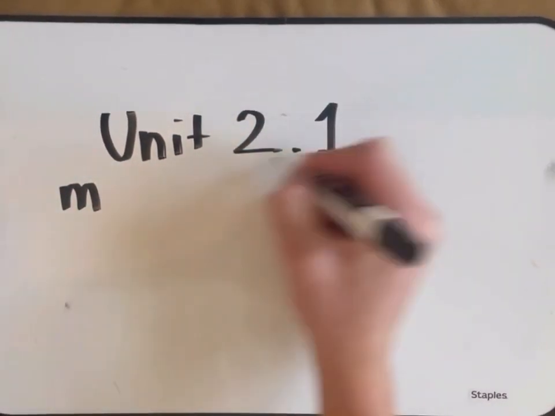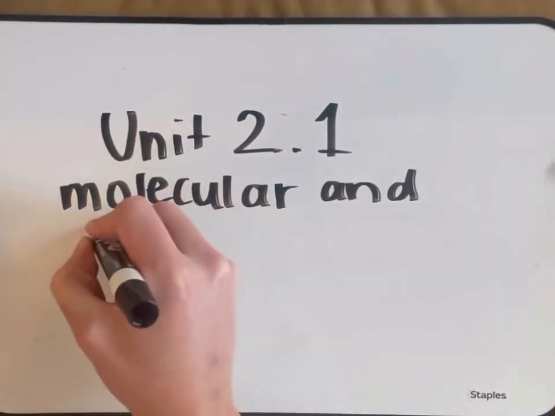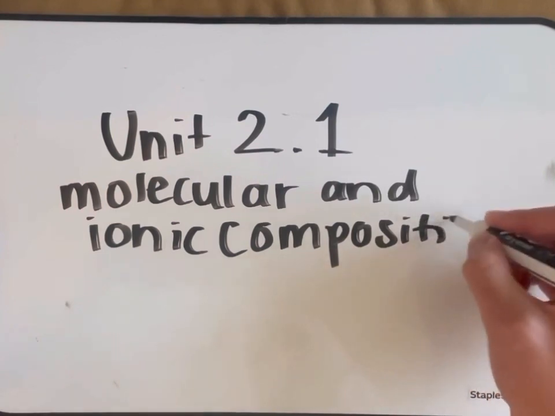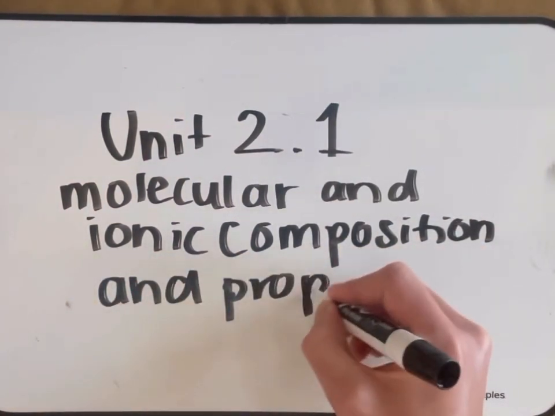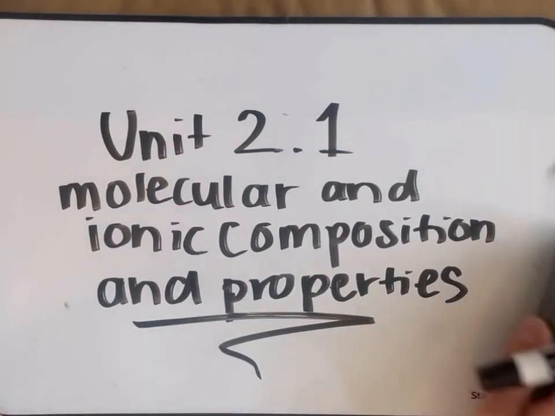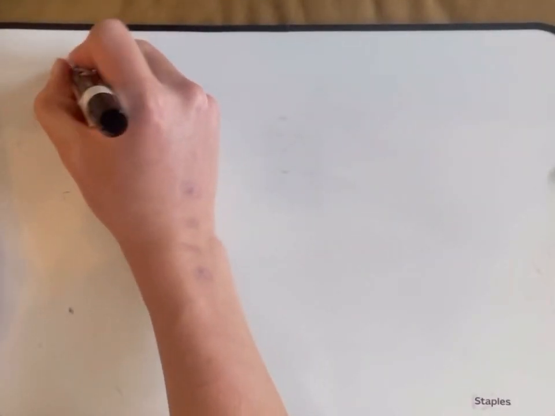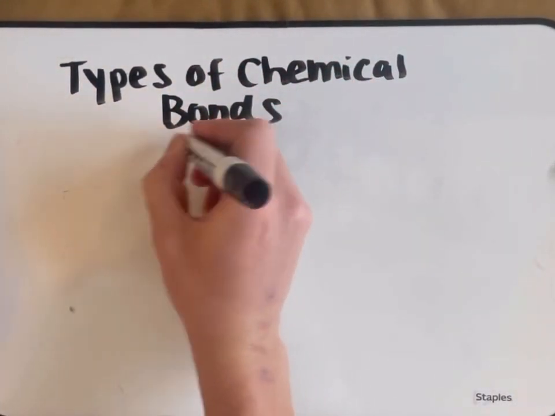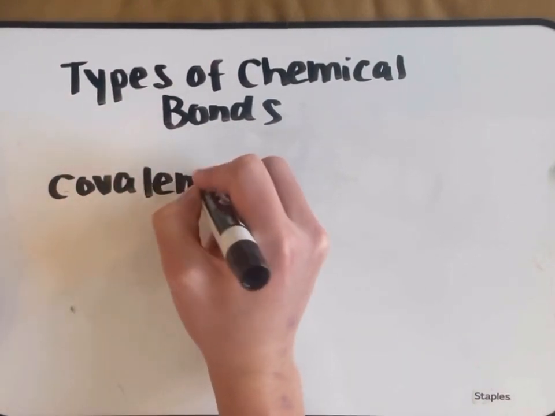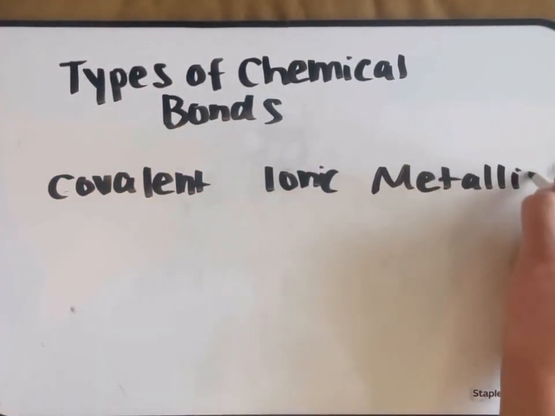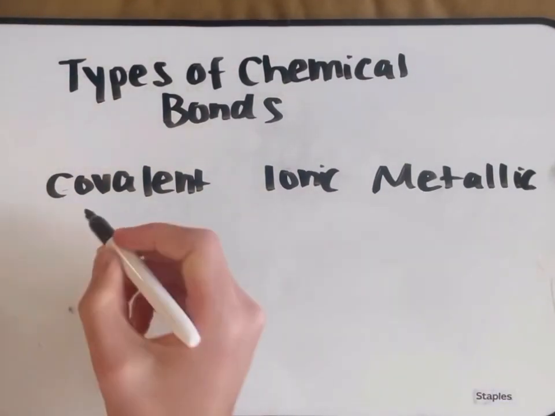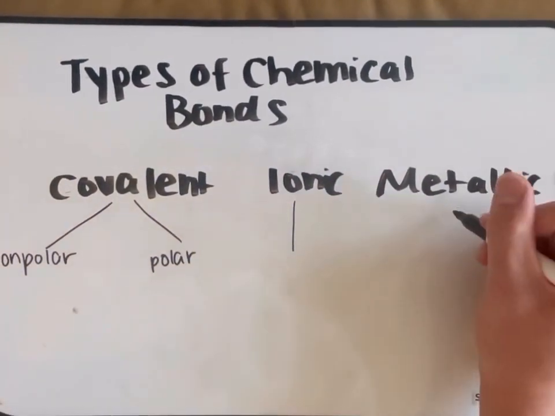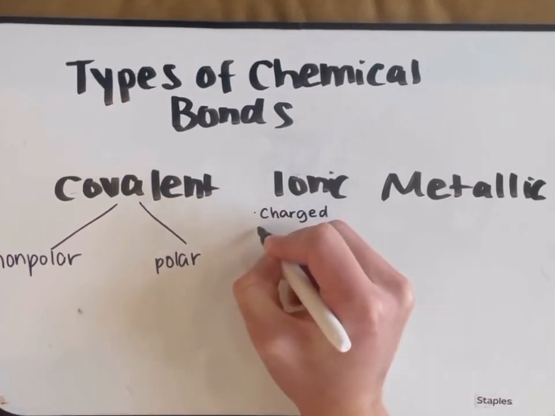So let's get started. In Unit 2.1, we're going to be talking about molecular and ionic compounds and their properties. Alright, so there's three main categories when we're talking about these compounds. There's covalent, ionic, and metallic bonds. And covalent bonds can either be polar or nonpolar. And ionic bonds will always be ionic, and same for metallic.